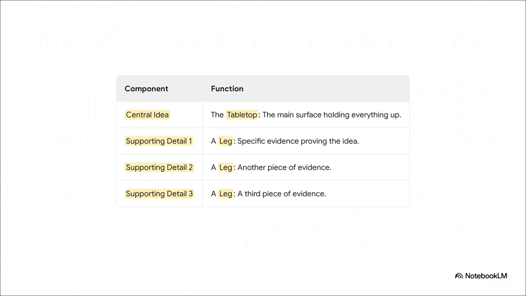Here's another way to picture it that I really love. Imagine your central idea is a tabletop. It's the main surface, right? But a tabletop can't just float in midair. It needs legs to hold it up. And those legs? Those are your supporting details. The specific facts, the examples, the quotes that hold the entire argument up. If you don't have strong legs, the whole table just comes crashing down.